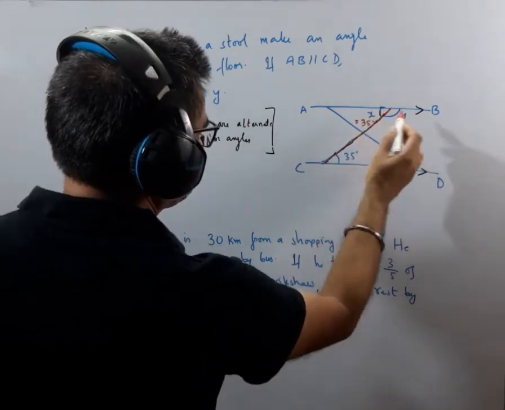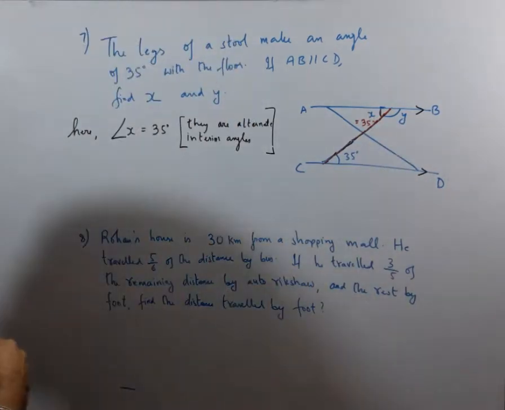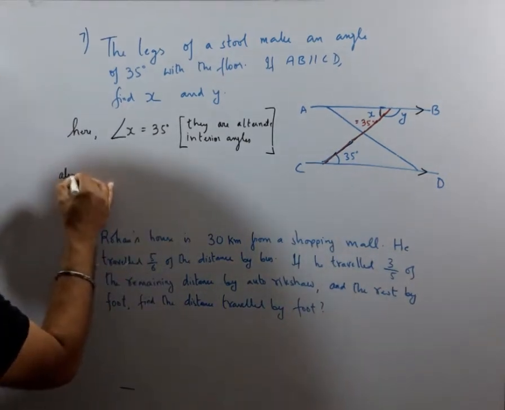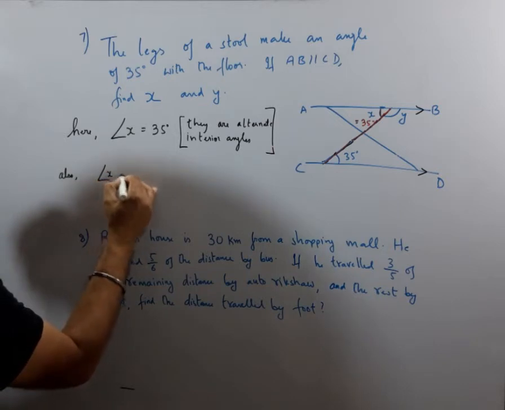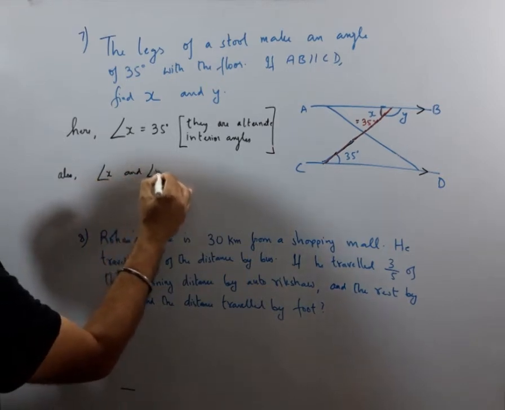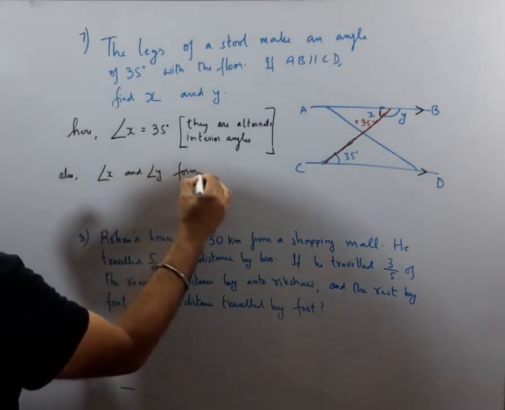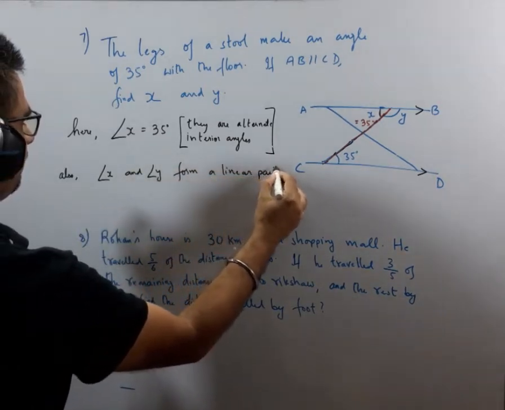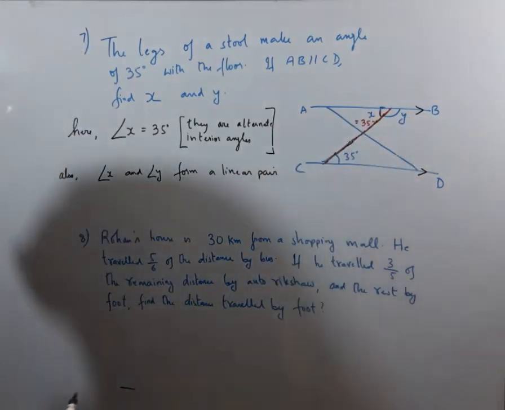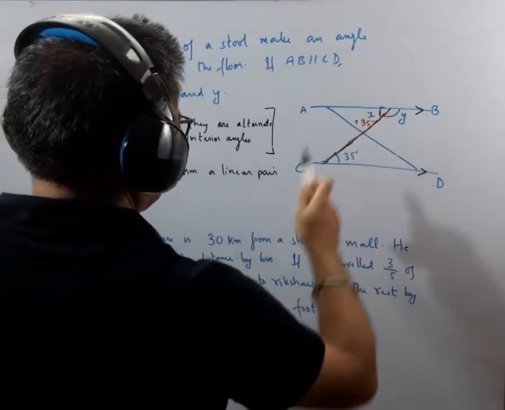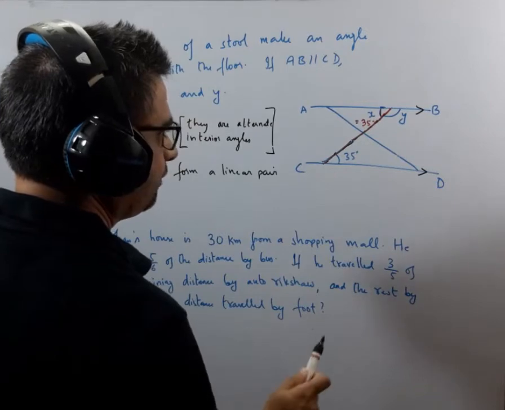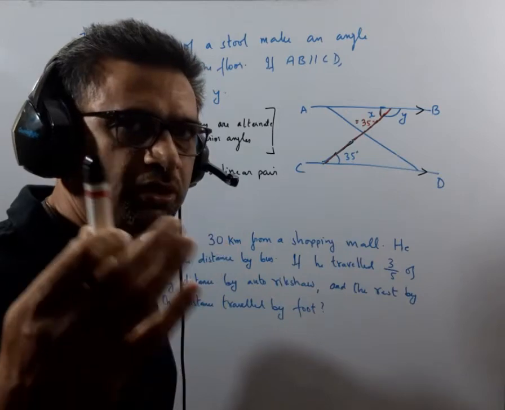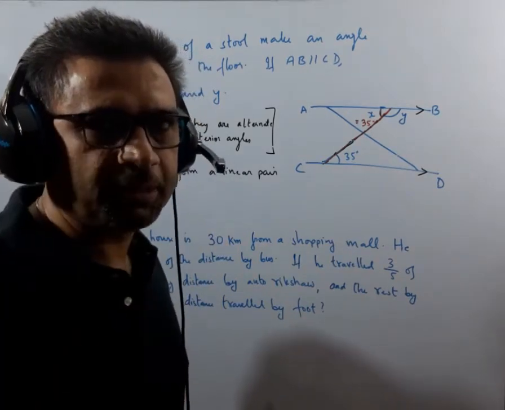Now that we know X, can we find Y? We can. Angle X and angle Y form a linear pair. Well, AB is a straight line, and therefore angle X and angle Y make a linear pair. And what is the total of a linear pair? They are supplementary, 180 degrees.